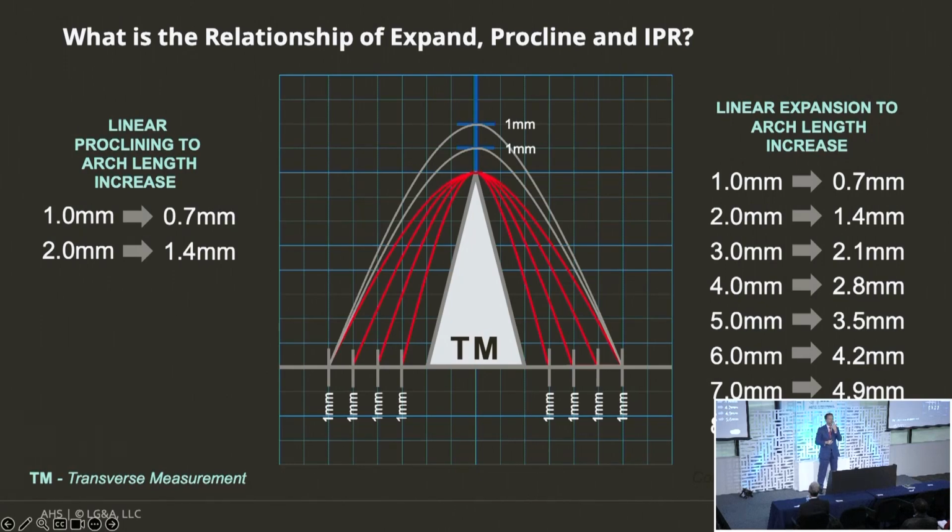What if you could procline your front teeth 2 millimeters? If I can procline the front 2 millimeters, I get 1.4 millimeters right there. My 4.9 minus the 1.4 brings me to 3.5.